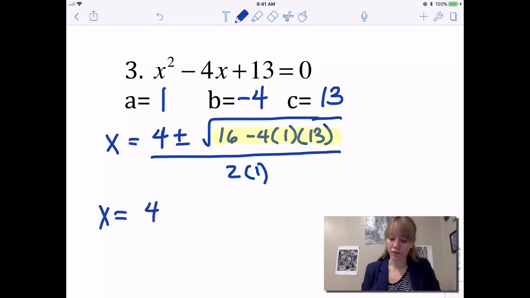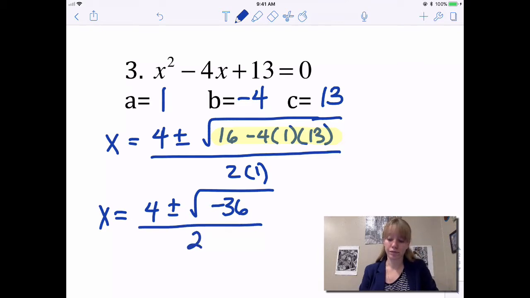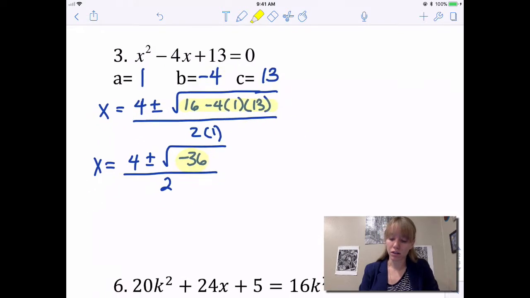When I do that, I get 4 plus or minus the square root of negative 36 all over 2. Okay, this is why we don't plug it into our calculator under the square root right away, because sometimes we're going to have a negative. And we know that if I plug in a square root of a negative into my calculator, I'm going to get an error.